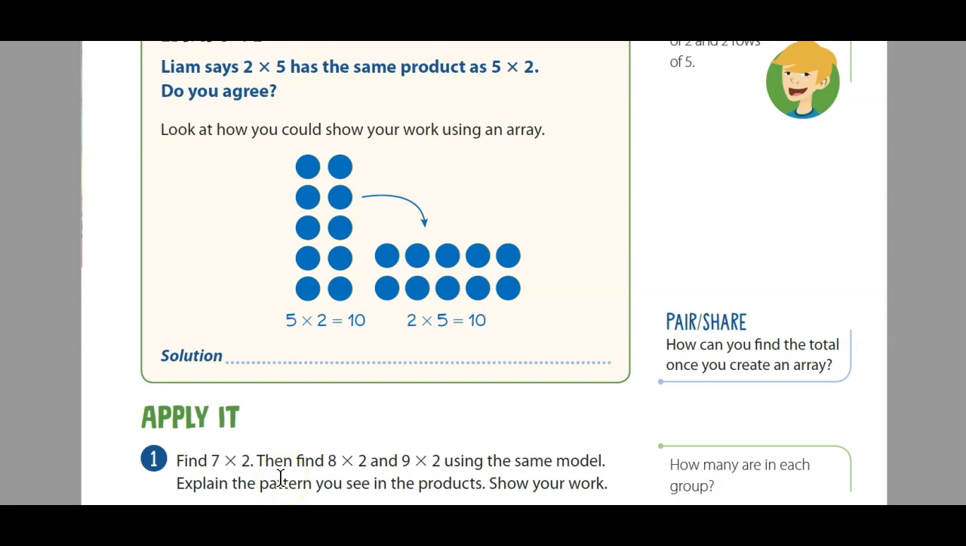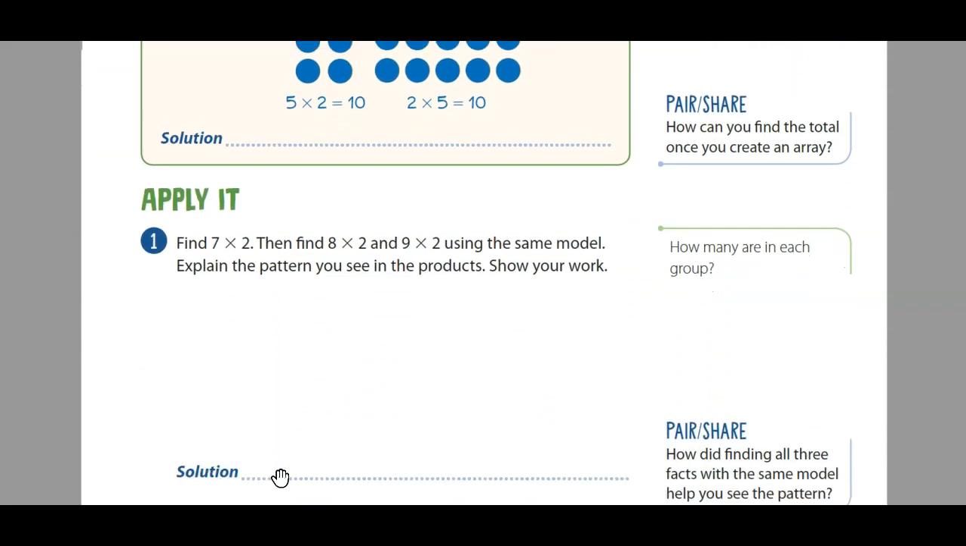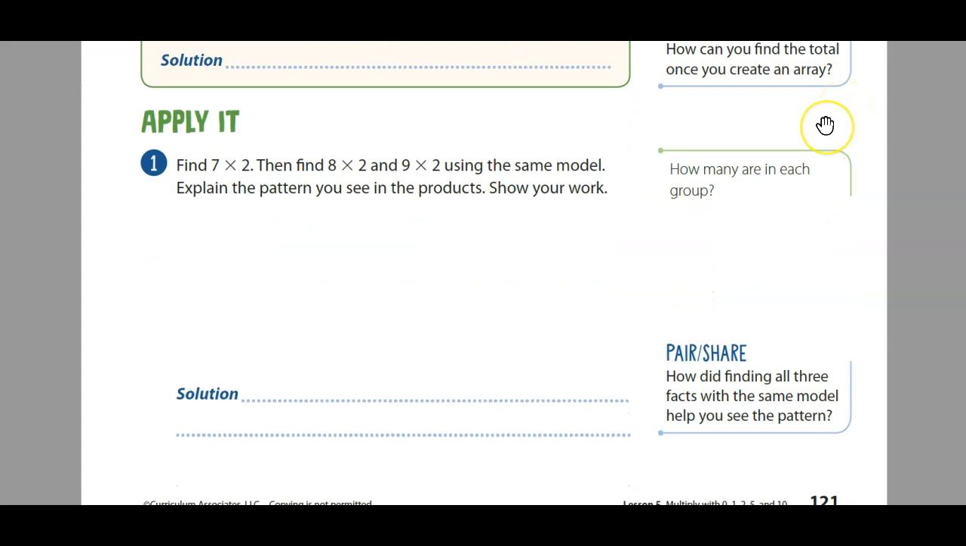Okay, so let's apply it. This says find 7 times 2, then find 8 times 2 and then 9 times 2 using the same model. So this is what they want you to do. If I have 7 times 2, how many rows do I need? 7. The first number tells me how many rows. So 1, 2, 3, 4, 5, 6, 7. And then how many in each row? 2. So this one is 7 times 2.